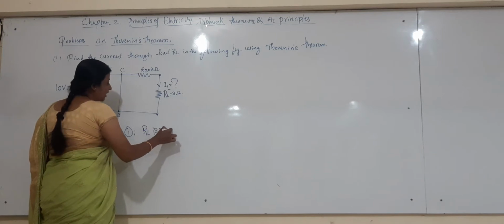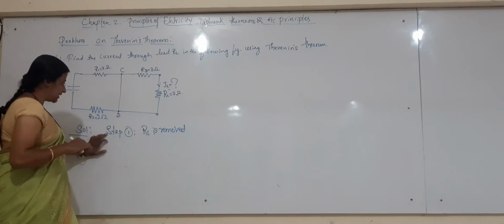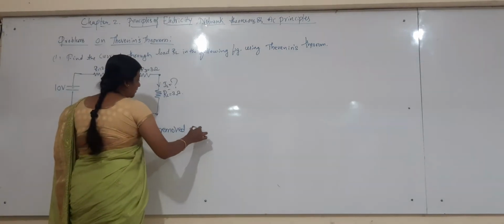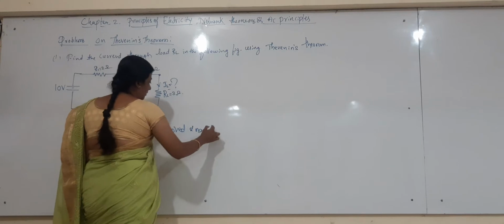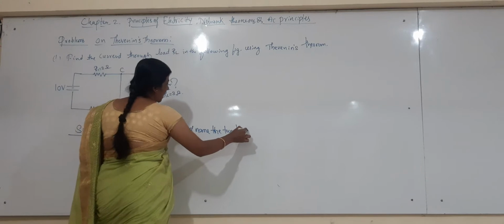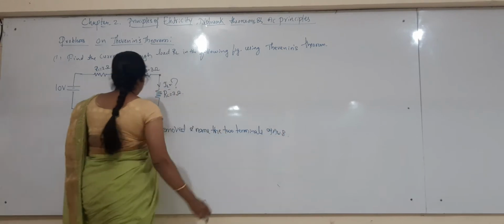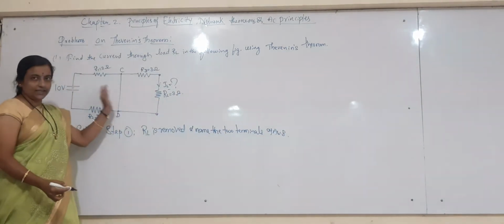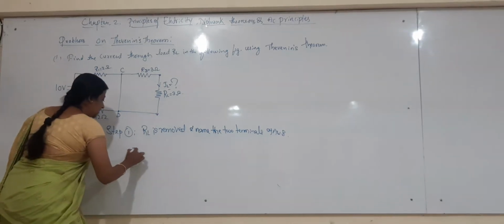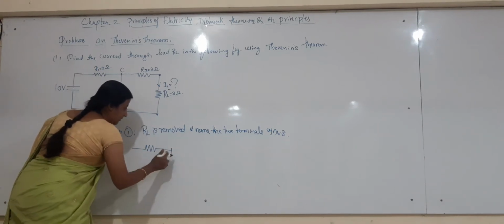Our main concept is the Thevenization of an electrical circuit. Step 1 involves removing RL and naming the two terminals as A and B. Then our circuit reduces. This circuit is converted into one more reduced circuit, and it is going to be reduced like this.